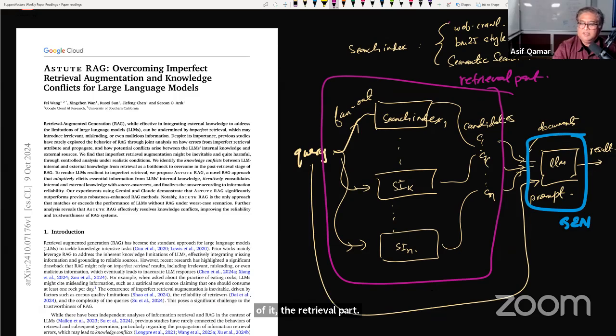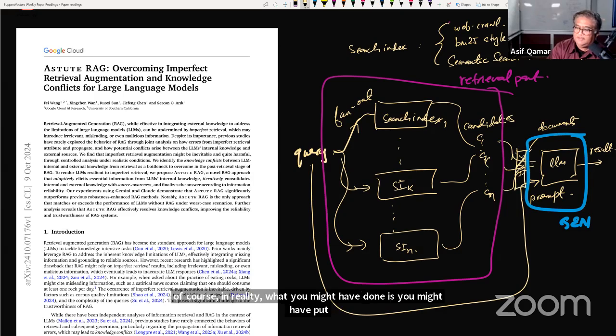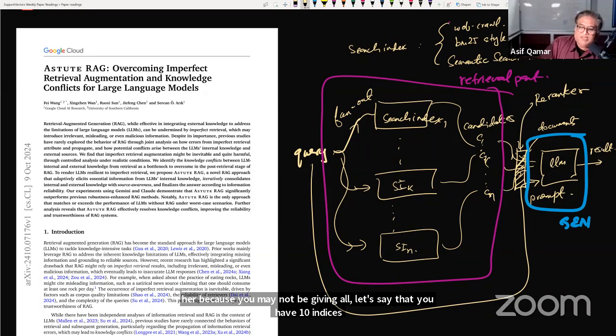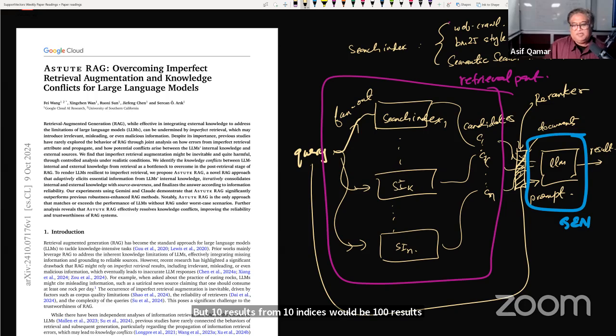Right. Now, when we look at a search system like this, of course, in reality, what you might have done is put in a re-ranker. Let me just put a re-ranker in between here. Re-ranker, because you may not be giving all, let's say that you have 10 indices, but 10 results from 10 indices would be 100 results. You may actually pick only 10 results by re-ranking the candidates coming from different search indices. So this is your basic architecture of a RAG.